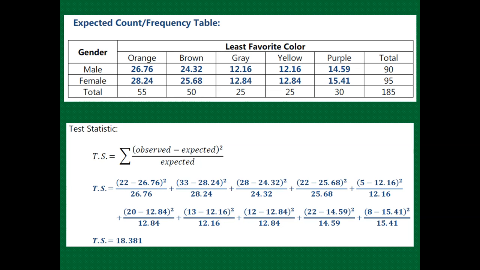The first one, male and orange, the observed count was 22, the expected count was 26.76, so that component, 22 minus 26.76 quantity squared divided by 26.76. The next one was female and orange, observed count of 33, expected count of 28.24, 33 minus 28.24 quantity squared divided by 28.24, and so forth. It's that procedure over and over again for all 10 cells, and then once all of the algebra is done, once this is simplified all the way down, we end up with a test statistic of 18.381.